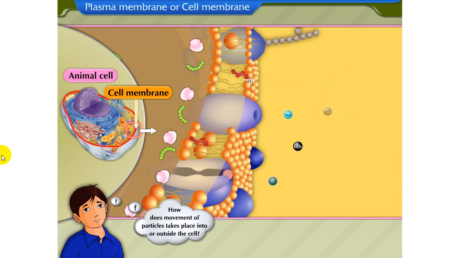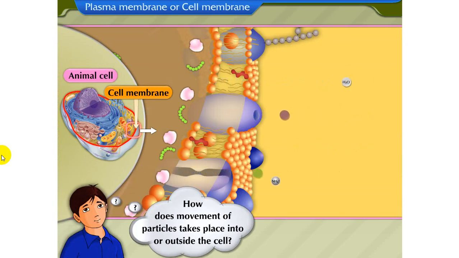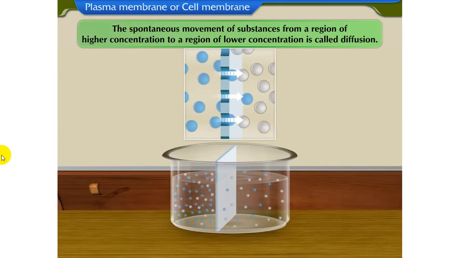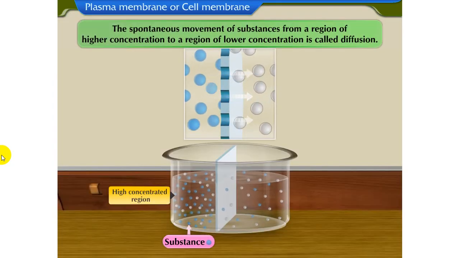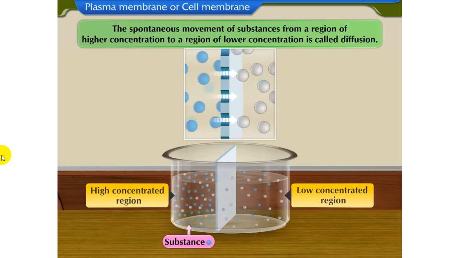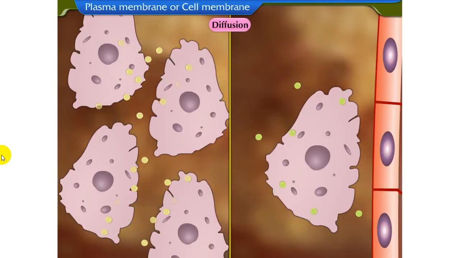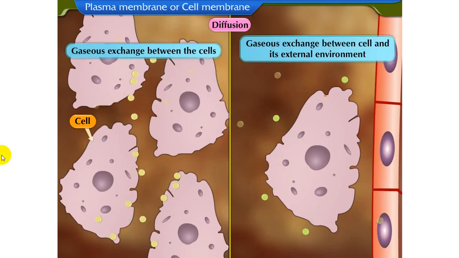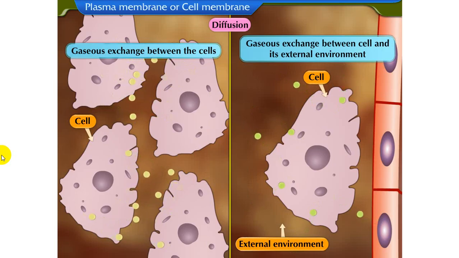Have you ever wondered how the movement of particles takes place into or outside the cell? Substances like carbon dioxide or oxygen move across the cell membrane through the process of diffusion. The spontaneous movement of substances from a region of higher concentration to a region of lower concentration is called diffusion. Diffusion plays an important role in gaseous exchange between the cells and also between the cell and its external environment.